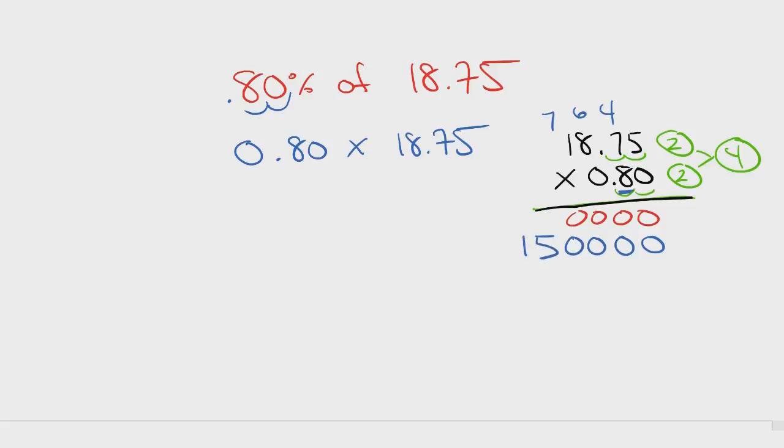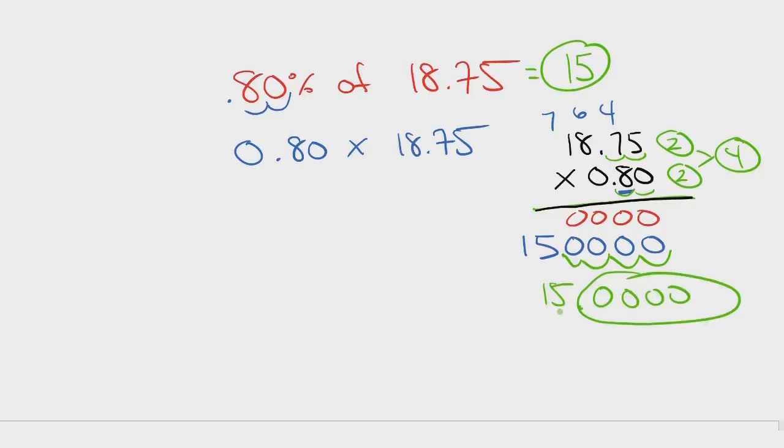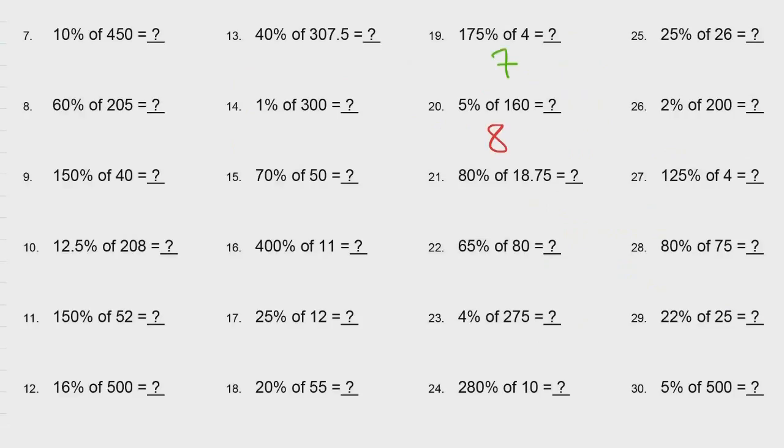And when I'm done, I need to move the decimal, or 1, 2, 3, 4 numbers are to the right of the decimal. So the final answer is 15, because you would have 15.0000, and you do not have to write that, so you're left with 15. The answer for problem number 21 is 15.